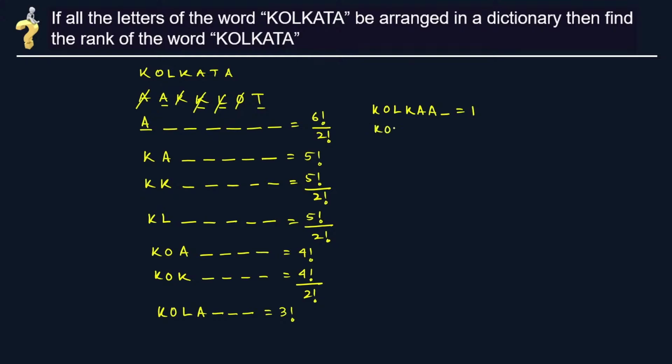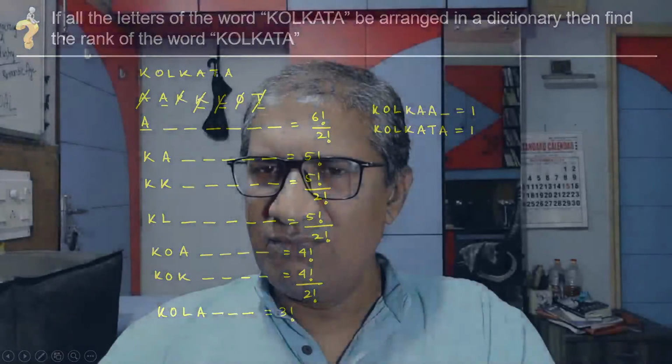Then K-A, after completing with A, it will start alphabetically with T. The moment T comes, cancel this. So the next alphabetical letter will be A. So A will come here, and we are getting Kolkata, which is again 1. Is it clear to all? Is this clear? It's the same.